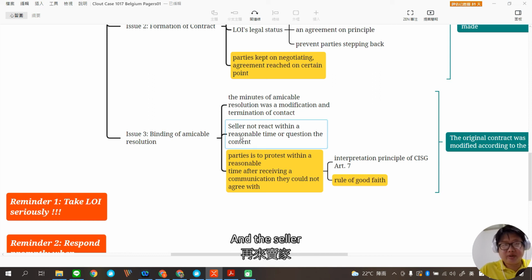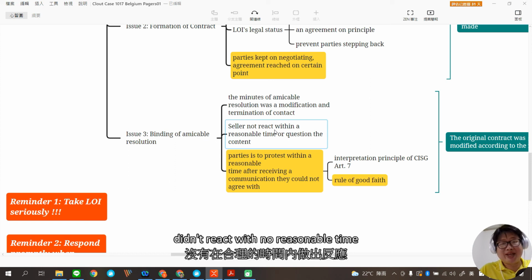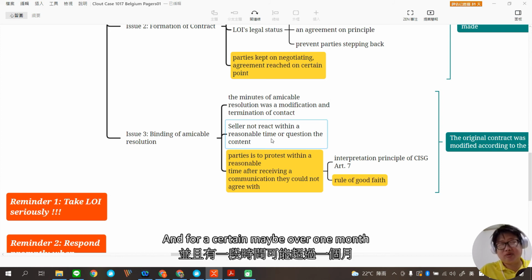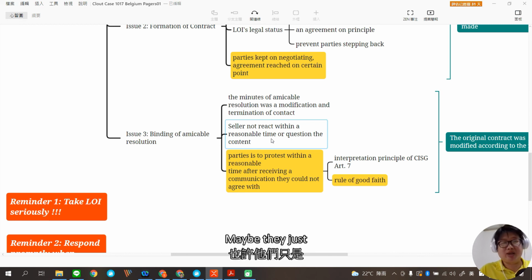And the seller received the minutes sent by the buyer, but the seller didn't react within a reasonable time or question the content. That means they just received it and put it on the desk and left it. For maybe over 1 month, maybe they just put it aside and reviewed it after the holiday.